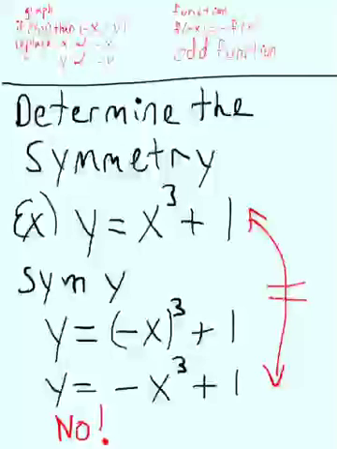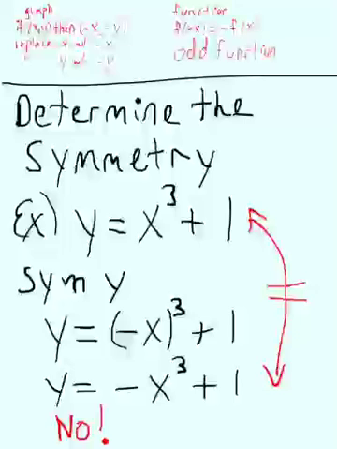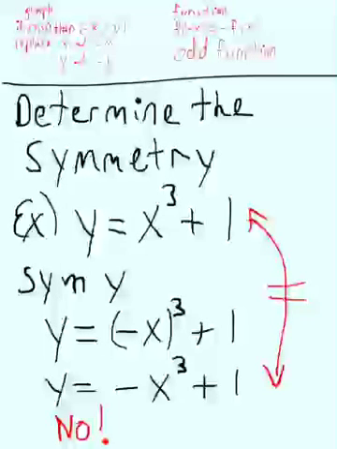Okay? So we go and test another symmetry. I can go back if you need to. So no symmetry about the y. We've got two other types of symmetry to check. Do we have symmetry about the x-axis?